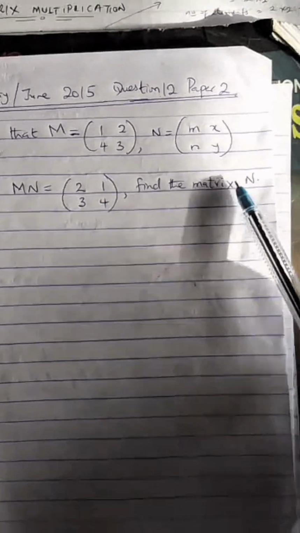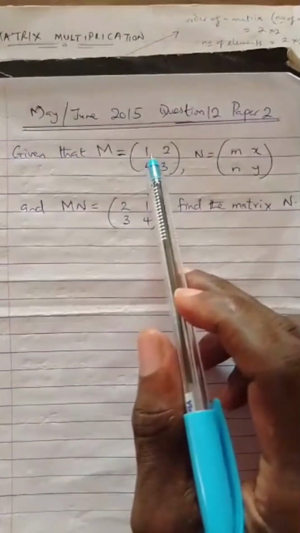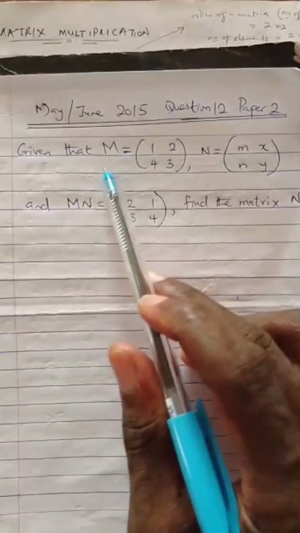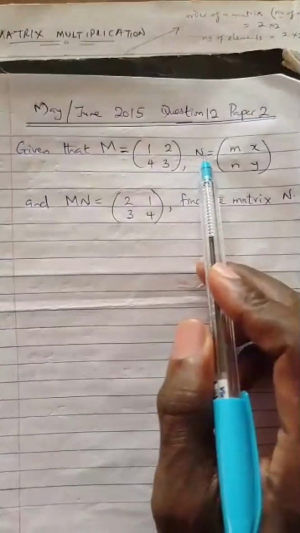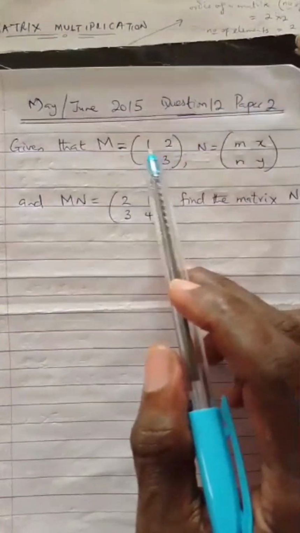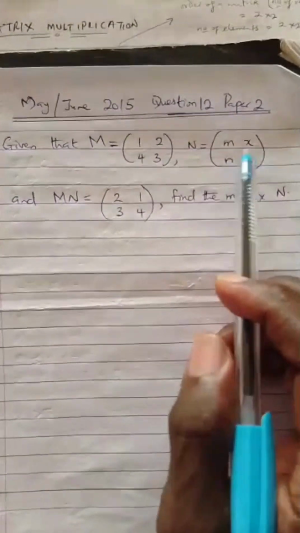So we have to find the matrix N, so basically we want to fill up the letters. Right, so let's get to it. So M times N, so we need to do some matrix multiplication. You know that for two matrices to be multipliable, the number of columns in the first matrix must equal the number of rows in the second matrix.